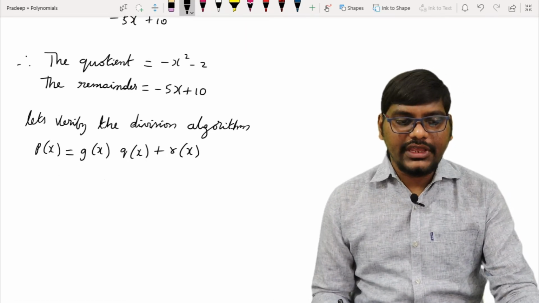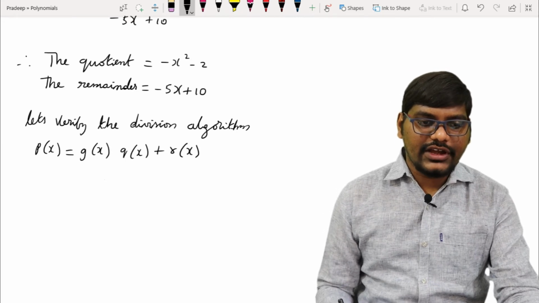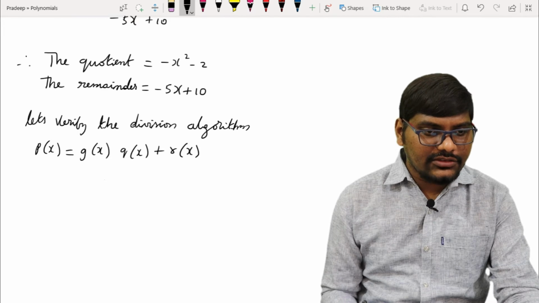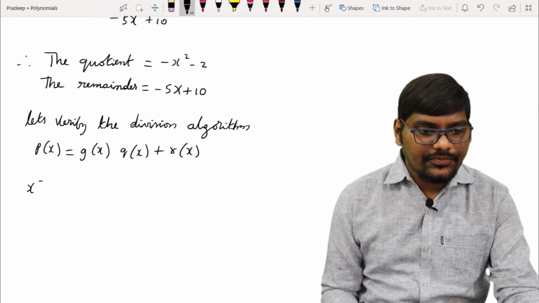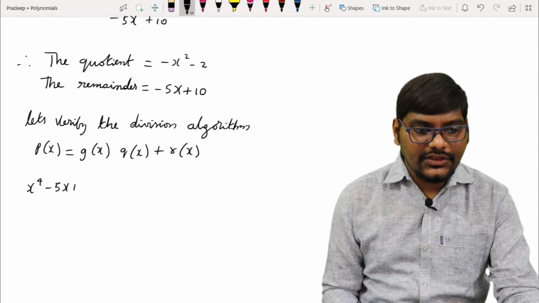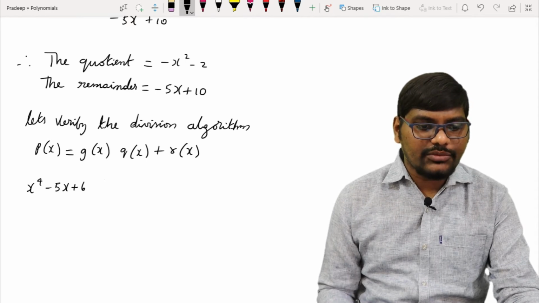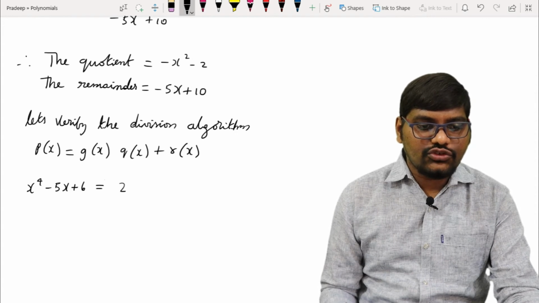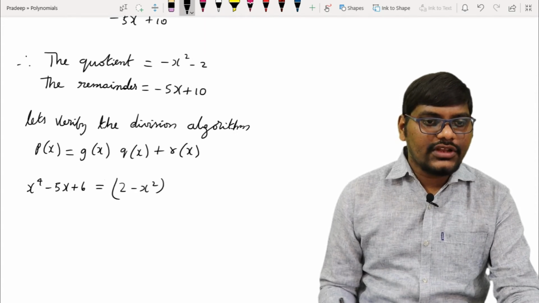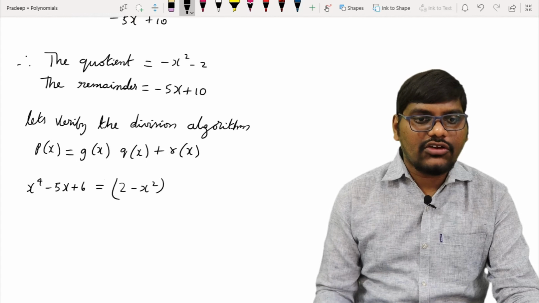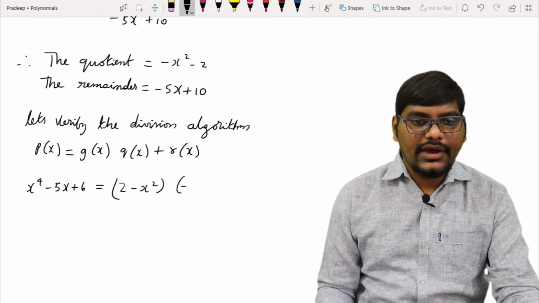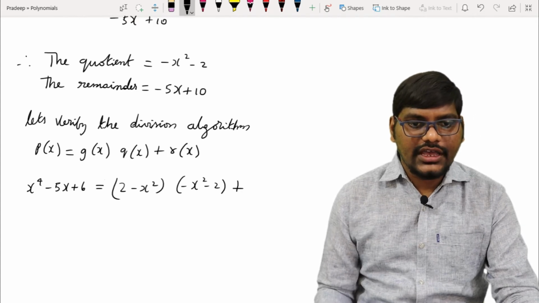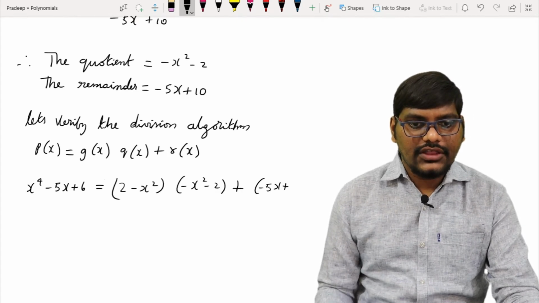Okay, so what is p of x? P of x I'll be just writing here. P of x was given as x power 4 minus 5x plus 6. So this is p of x, x power 4 minus 5x plus 6, and g of x is also given, that is 2 minus x square, that is g of x, whereas the quotient we got, that is minus x square minus 2, that is q of x, and the remainder we got is minus 5x plus 10.